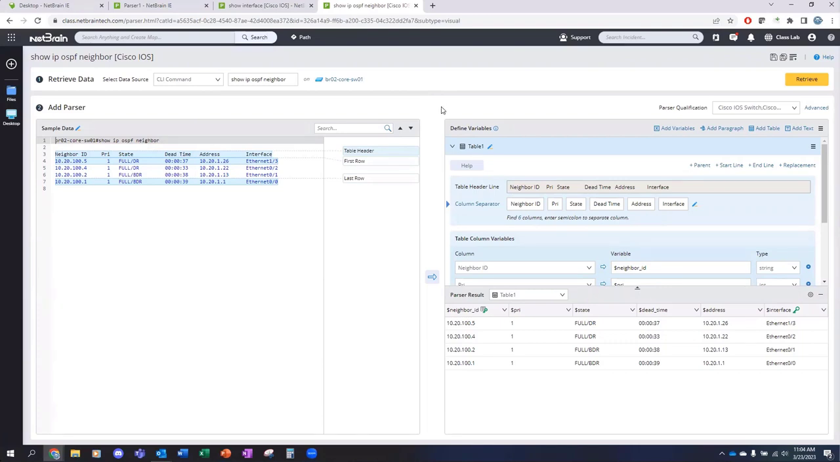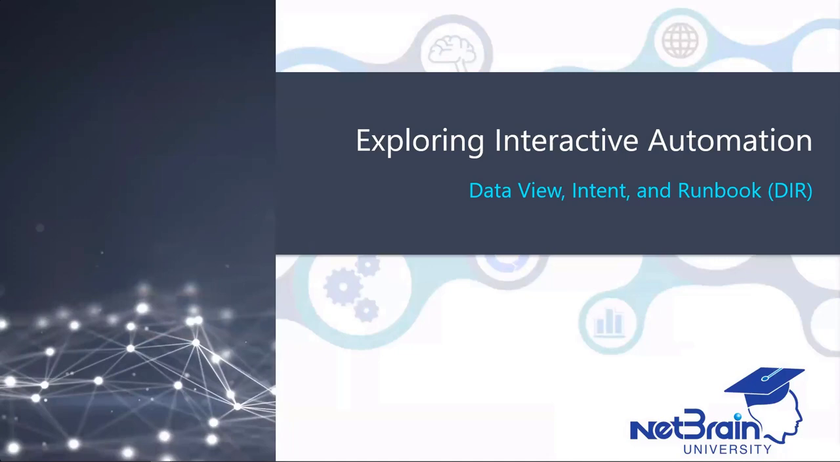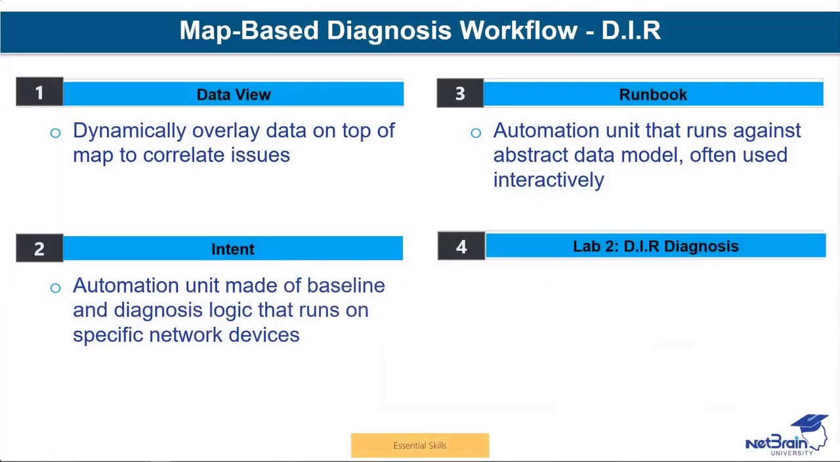All right. So with that, we're going to talk a little bit for the remainder of the class about the DIR framework, as it's called, the Data View Intent Runbook framework. But mostly I'm going to babble for a bit about some theory around making runbook templates.